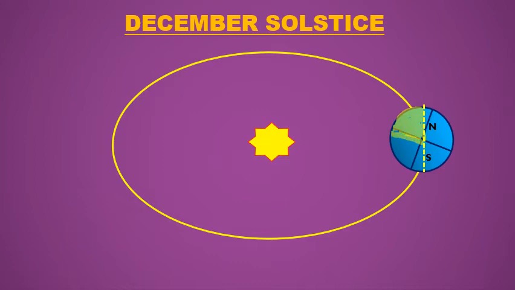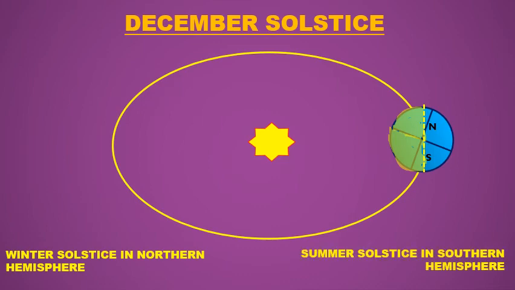On the other hand, at the same time, the southern hemisphere experiences its summers due to a larger portion being exposed to the sun's light, due to which the days are longer and temperatures are higher, and there is the summer solstice taking place in the southern hemisphere, when at this time the northern hemisphere is experiencing its winter solstice. So in this way, it is just the opposite of the June solstice. Here in December, the northern hemisphere experiences its winter solstice, while the southern hemisphere experiences the summer solstice.